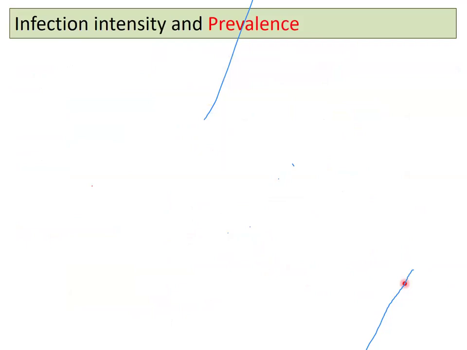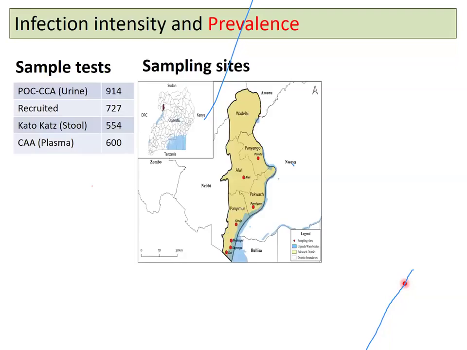So first off, from the survey, what was the prevalence and what were the intensities of the infections that we found from this population? So the sample test that we carried out, like I mentioned, the first screen was by POC-CCA. We recruited children for the study, and we recruited 727. And from these 727, we were able to obtain stool samples, 554, and about 600 samples for which we did CAA analysis to obtain the infection intensity.